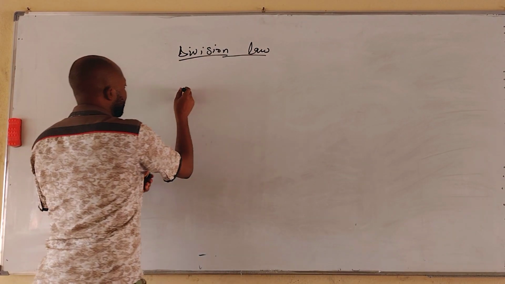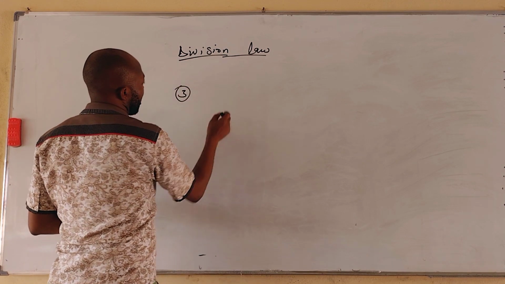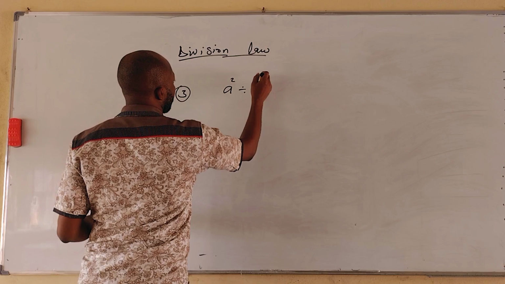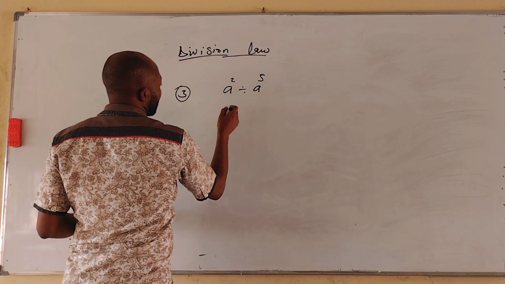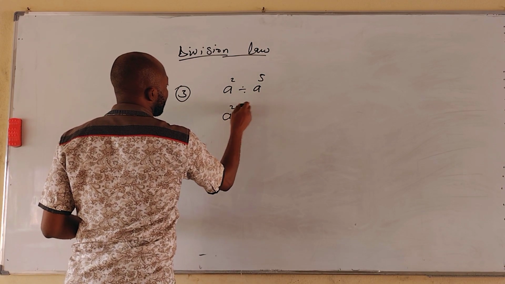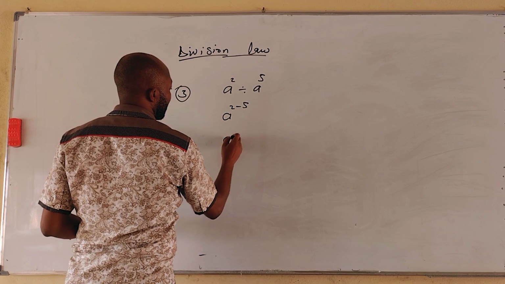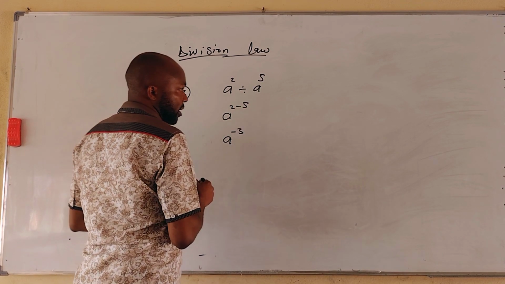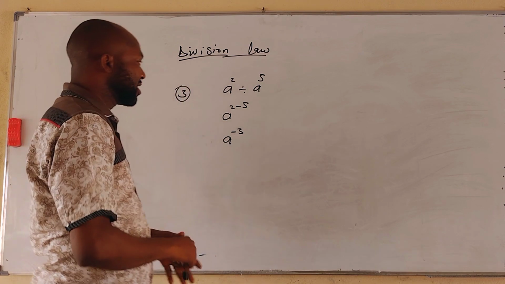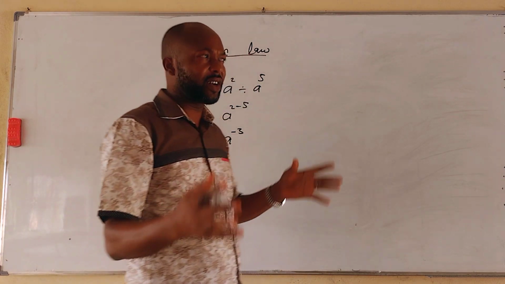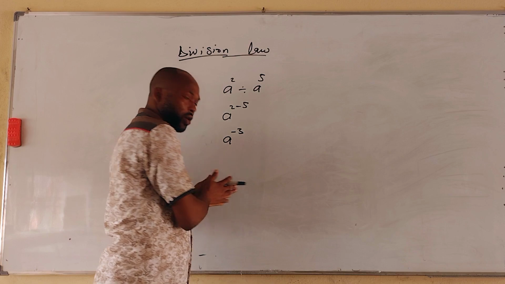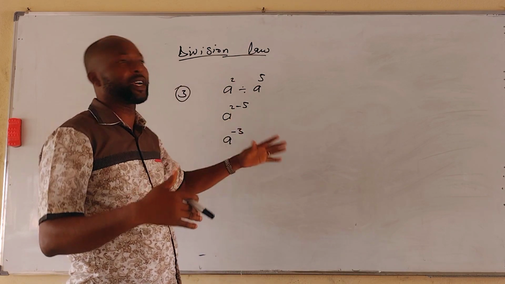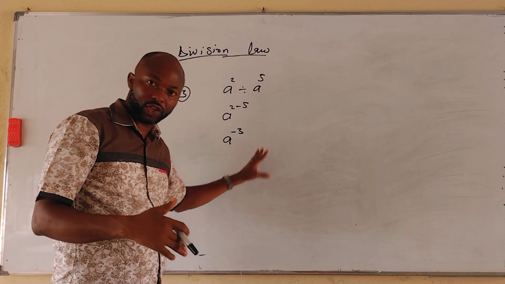If I have something like a raised to the power 2 divided by a raised to the power 5. This is a raised to the power 2 minus 5, and this is a raised to the power minus 3. Now, because we are still in division law, I cannot solve it further. Let's presume we do not know more than this, so we stop here.